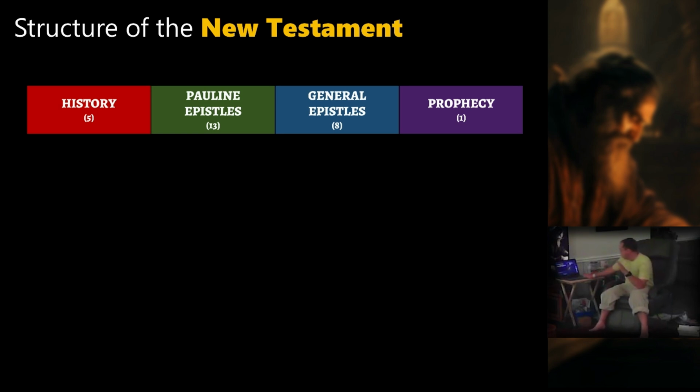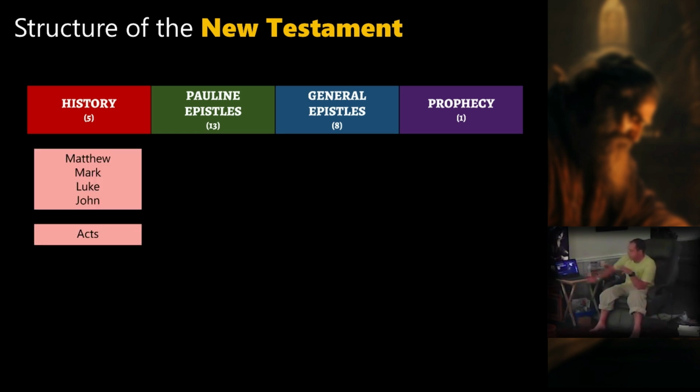And so when you're walking through it, you have the 5 books of history: Matthew, Mark, Luke, and John, and then you also have Acts. What do we call Matthew, Mark, Luke, and John? The Gospels. These are the 4 Gospels, and these 4 Gospels are ultimately just telling about the life of Jesus, and they're kind of comparable to Samuel, Kings, and Chronicles because there is some overlap in them.